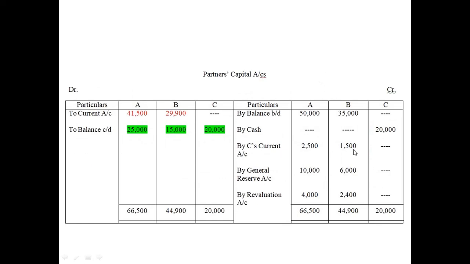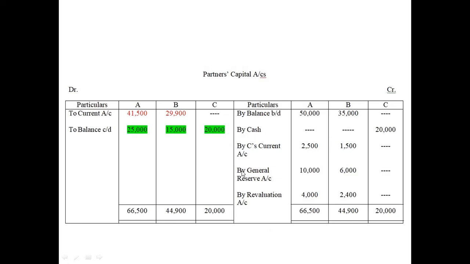Now when you look at the liabilities column of the balance sheet, you can find there is a general reserve of 16,000, which will be shared between A and B as per their old profit sharing ratio. That is 10,000 and 6,000. We also have the profit on revaluation, which is 6,400, shared between A and B as per the old profit sharing ratio, and it will be 4,000 and 2,400. So the credit side is finished, isn't it?